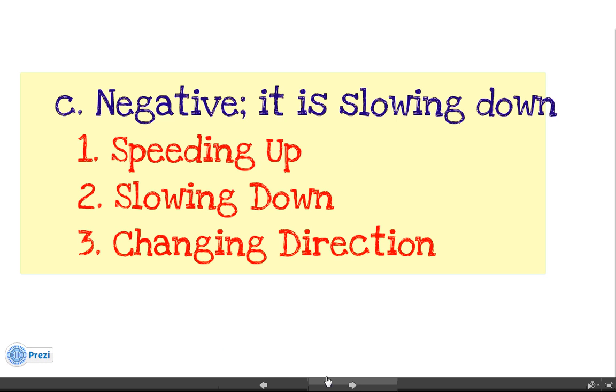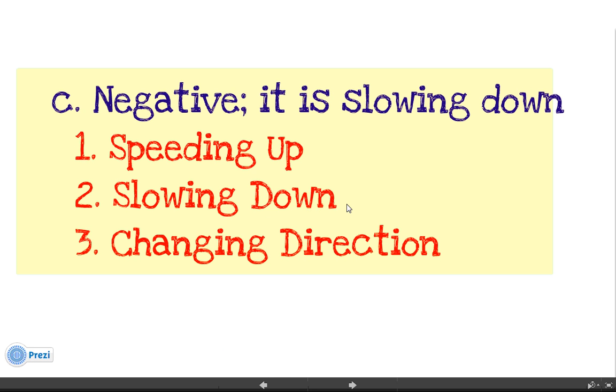So that's our red heading. Red heading, slowing down. Got it, Bo? Perfect.